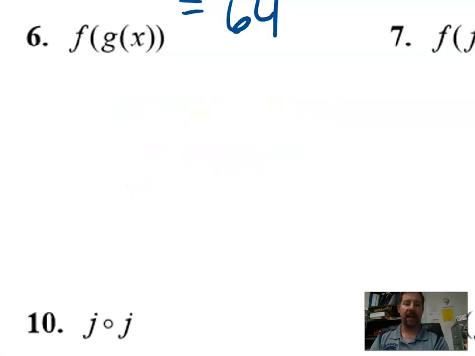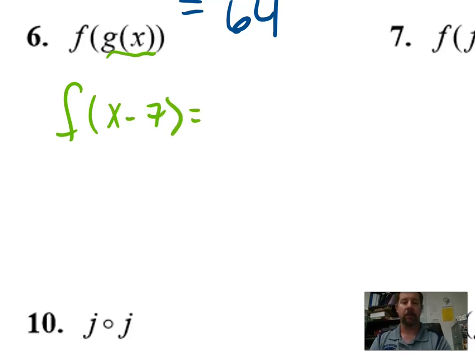Now we want to find f of g of x, right? So we said start on the inside and replace g of x with the function it is. G of x is x minus 7. All right? So I want to plug x minus 7 into x. So now I have to go find function f. And f is 4x squared, or 4 parentheses squared.